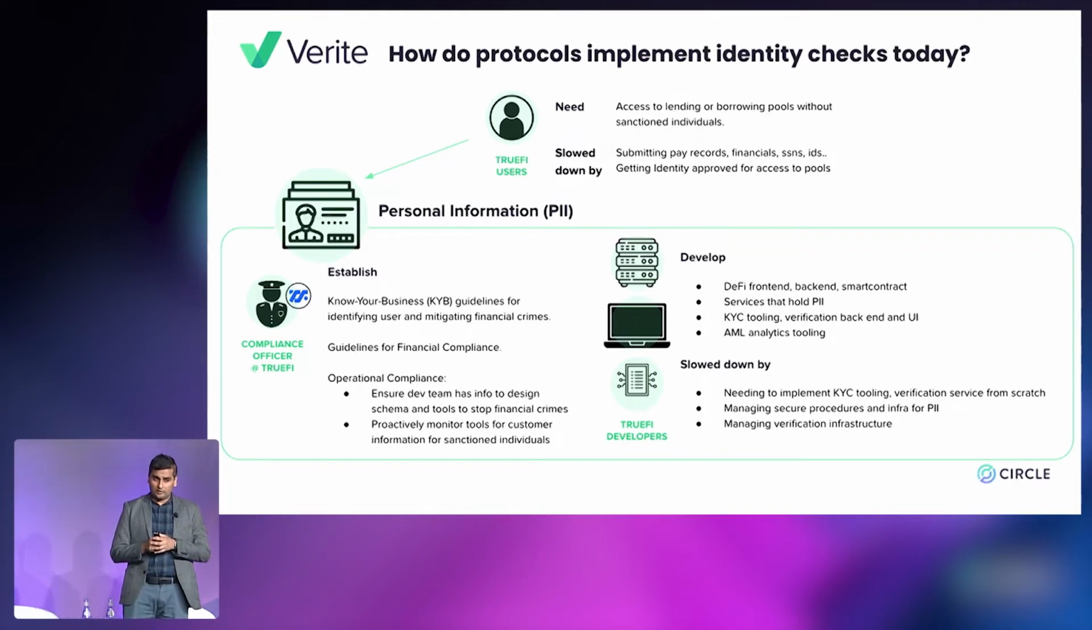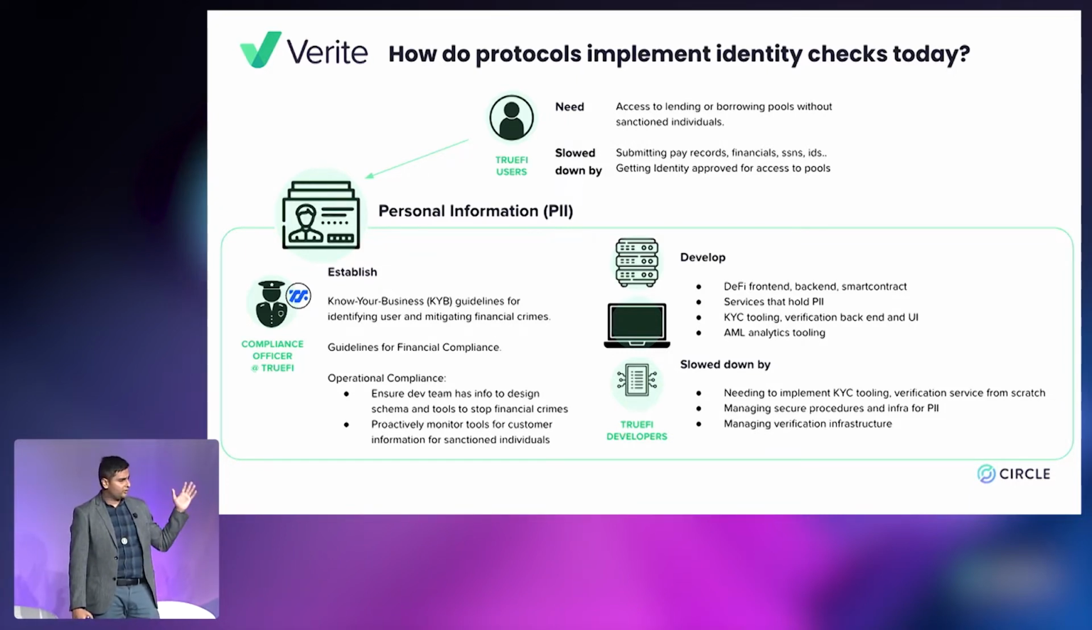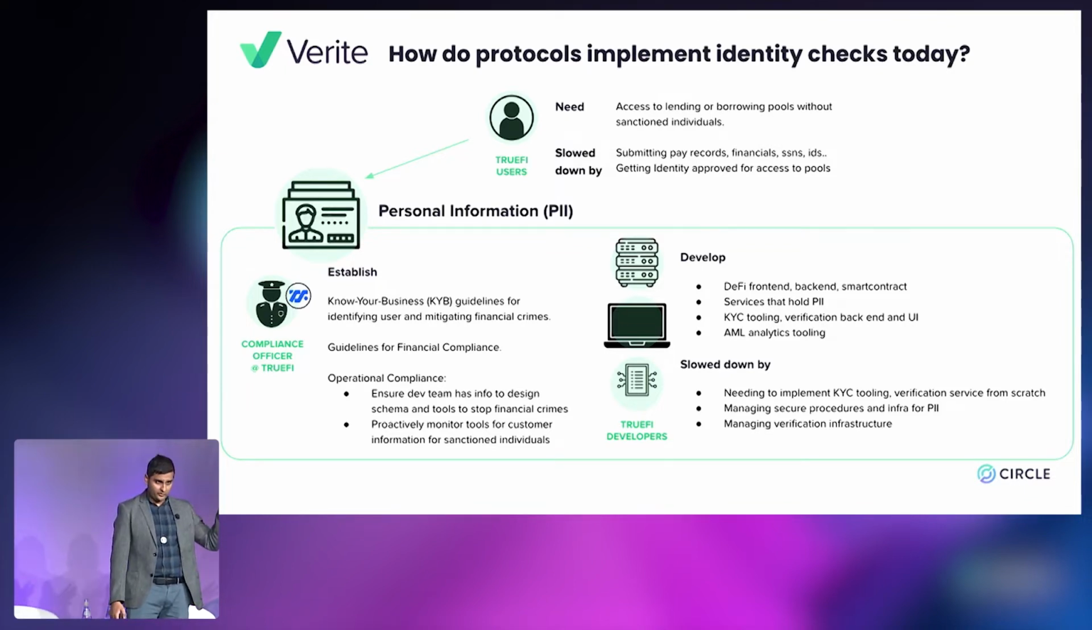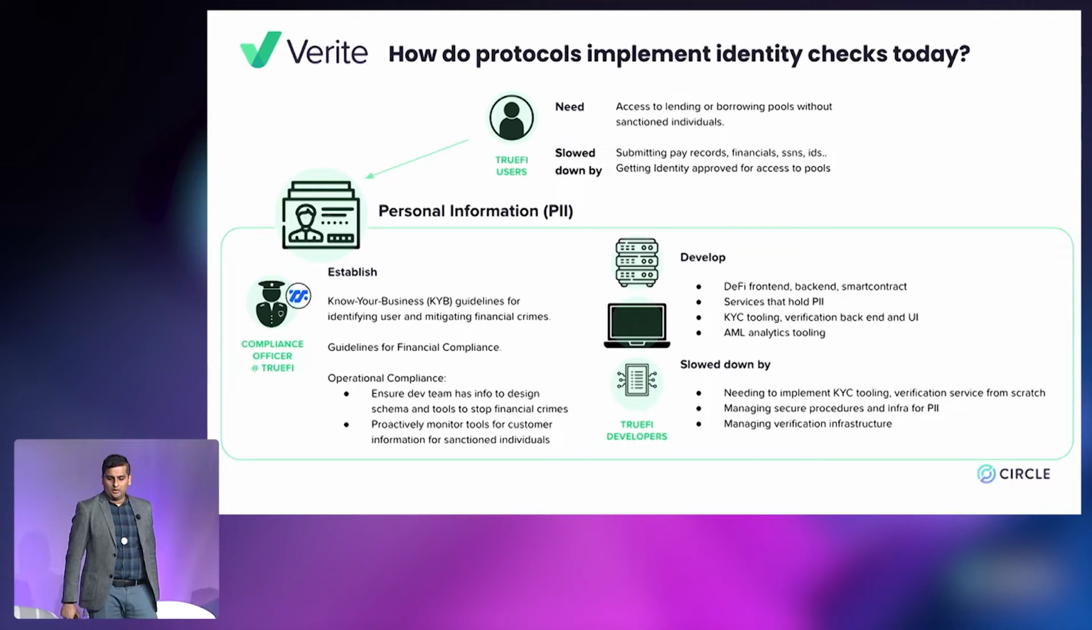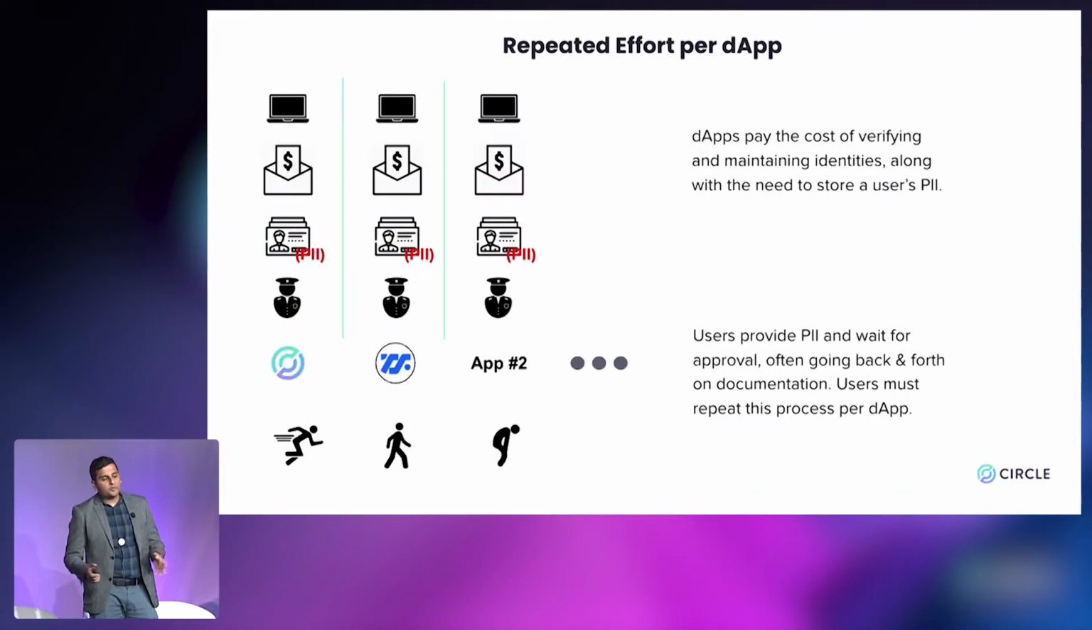On the other side, you have developers who are not only working on the traditional front-end, back-end, and data analytics stack, but also the smart contract layer now. And they have to now work with services that hold PII. They have to implement the KYC tooling and AML tooling that the compliance officer has requested. And they're often slowed down by needing to implement this whole software process from scratch, right? They start from requirements on the business side all the way to implementation, as there's no reusable schemas, standards, or processes out there. On top of that, they also have to manage the PII infrastructure because they're handling PII, so they have to be compliant with regulations such as GDPR.